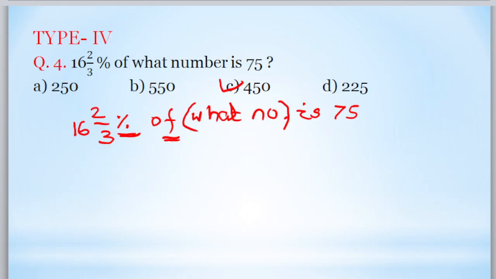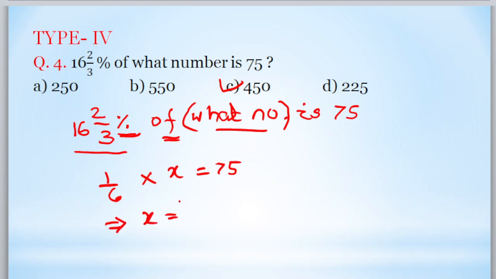So here, in place of 16 whole 2 by 3%, we can write 1 by 6. So 1 by 6 into what number? That means in place of what number we can write x, that is equal to 75. So this implies x is equal to 75 into 6. So that is equal to 450. Now next question.